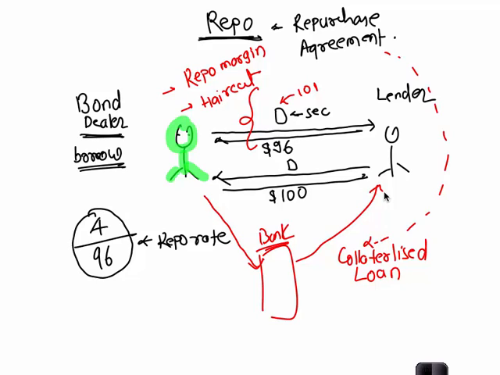So 3 things in fact. Number one, what is a repo margin? Repo margin is the difference between value of security and the amount of loan. Then what is the repo rate? Repo rate is the interest that we pay on our collateralized loan. And repurchase agreement, even though it is an agreement to buy and sell security, it is actually a collateralized loan. This is what we need to know.